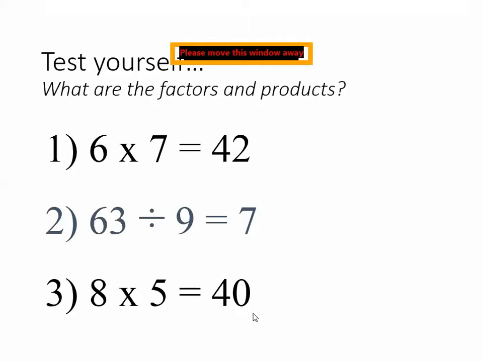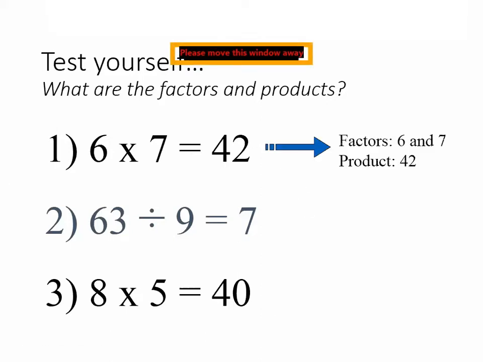And what are the factors of 40? 8 multiplied by 5. So 8 and 5 are the factors of 40, meaning that we multiply 8 and 5 together. So 8 and 5 are the factors and 40 is the product. So product and factors are very much clear to all of you. Now moving on to the next slide.